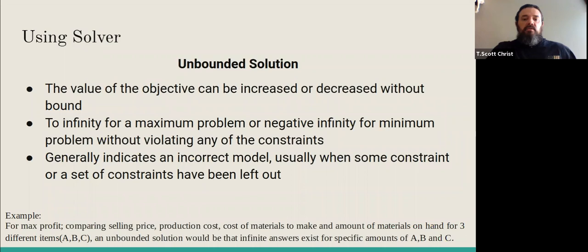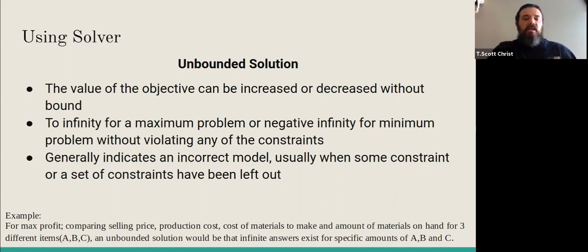For an unbounded solution, the value of the objective can be increased or decreased without bound, which means to infinity for a maximum problem or negative infinity for a minimum problem, without violating any of the constraints. It generally indicates an incorrect model, usually when some constraint or a set of constraints has been left out.